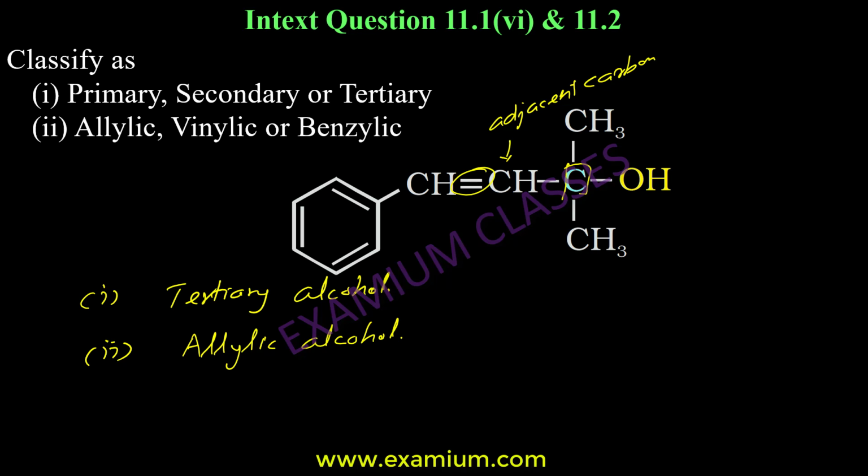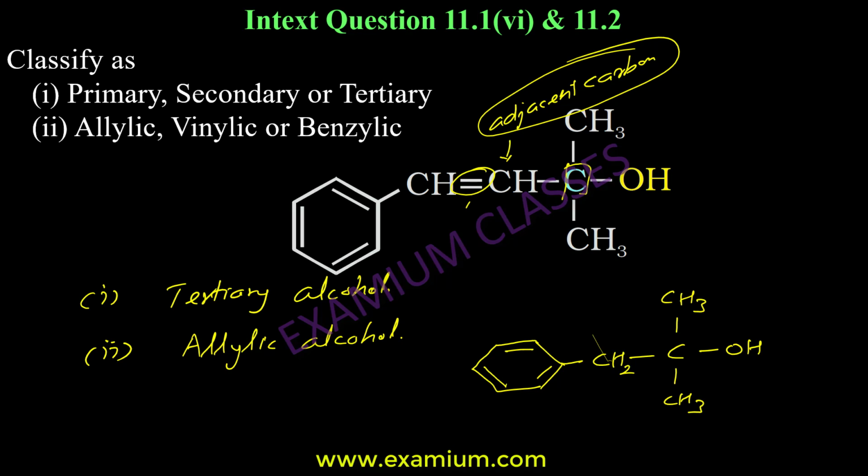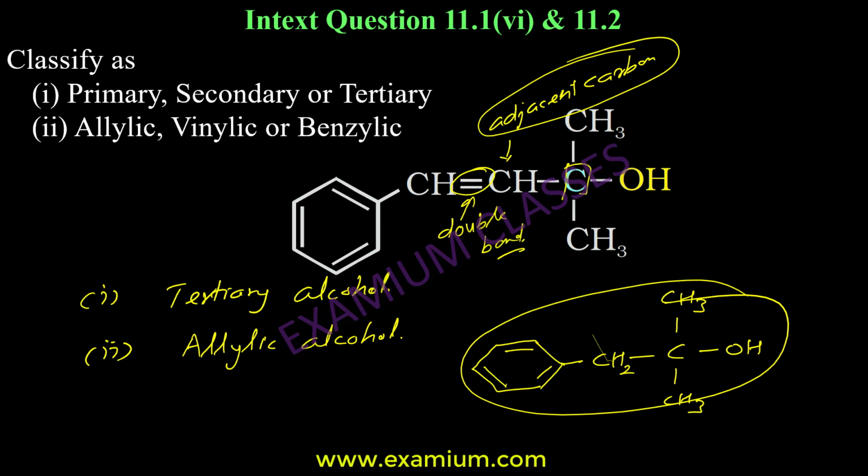Remember, we won't call it benzylic alcohol just because benzene is there. The definition of benzylic alcohol is not being fulfilled here. It would have been benzylic alcohol if this adjacent carbon were attached with a benzene ring, then we would say it is benzylic alcohol. This is not the case here. Here the adjacent carbon itself has the double bond. This is allylic alcohol. This one would have been benzylic alcohol.